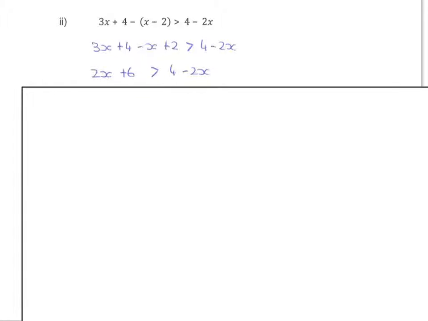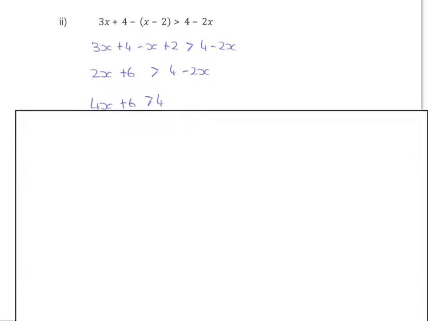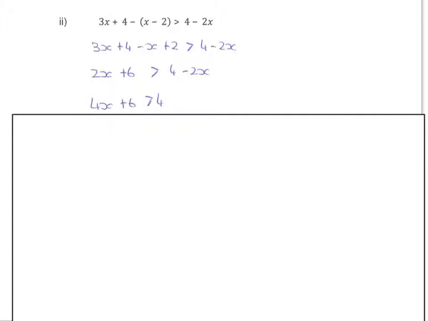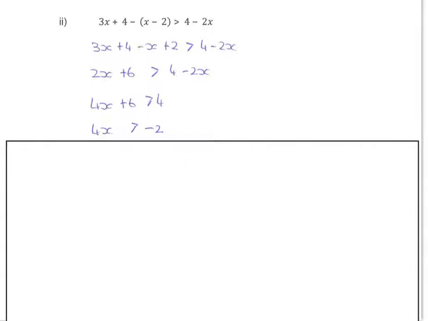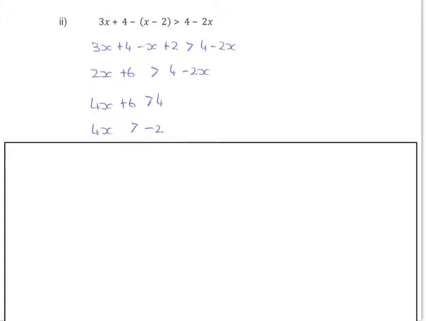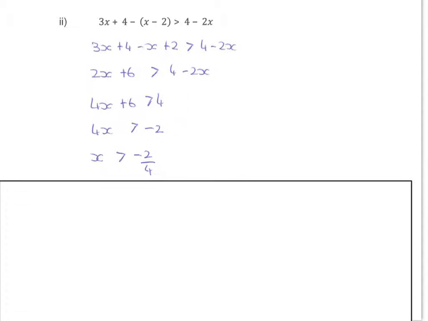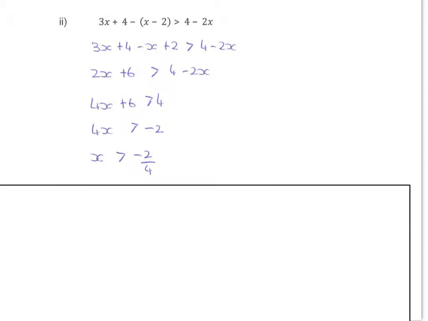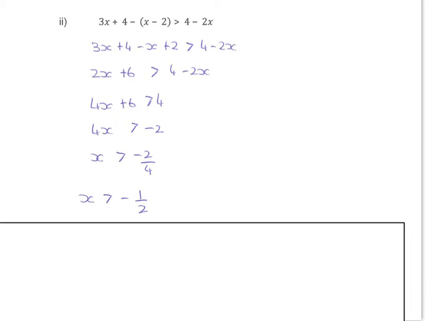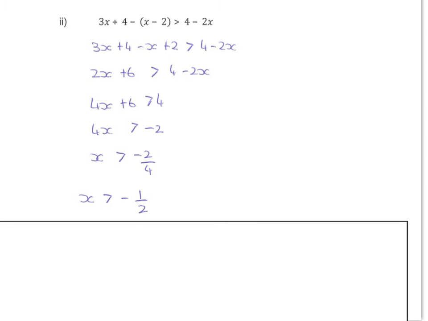Now collecting like terms, I'm going to add 2x to both sides. I get 4x plus 6 greater than 4. Taking the 6 away, 4x greater than minus 2, and finally to get x, you need to divide both sides by 4, and you're left with x being greater than minus 2 over 4. Remember, simplify your fraction: x is greater than minus a half.